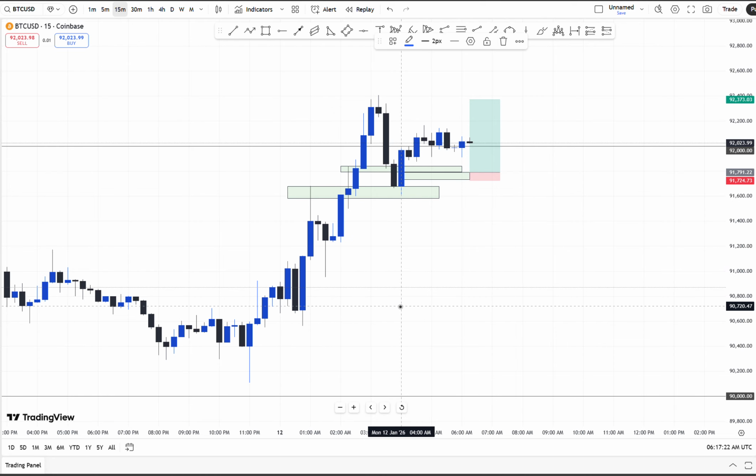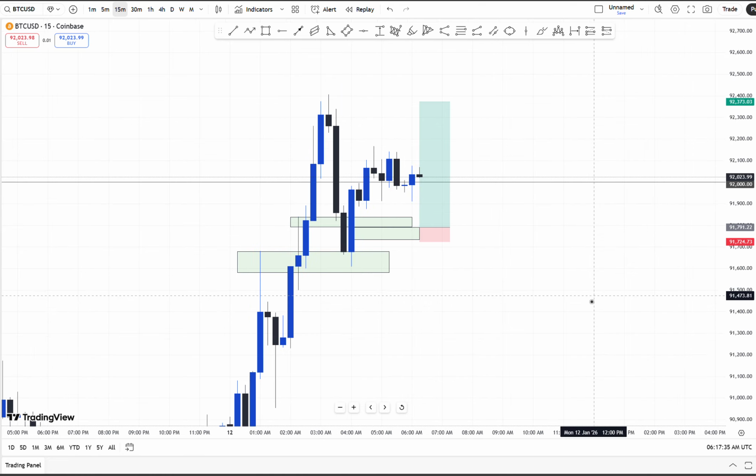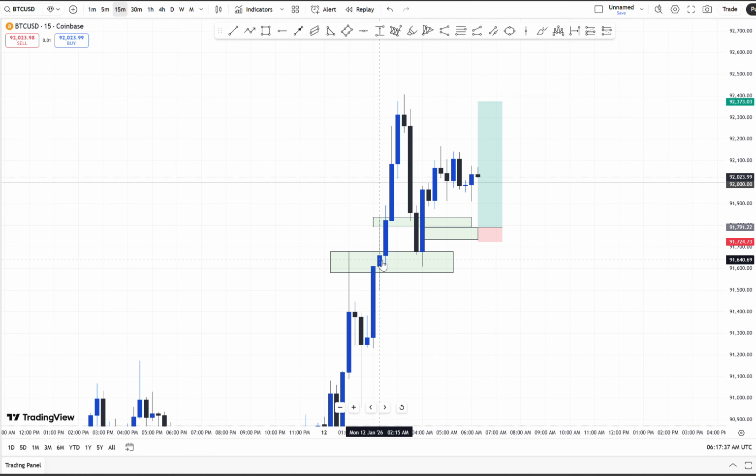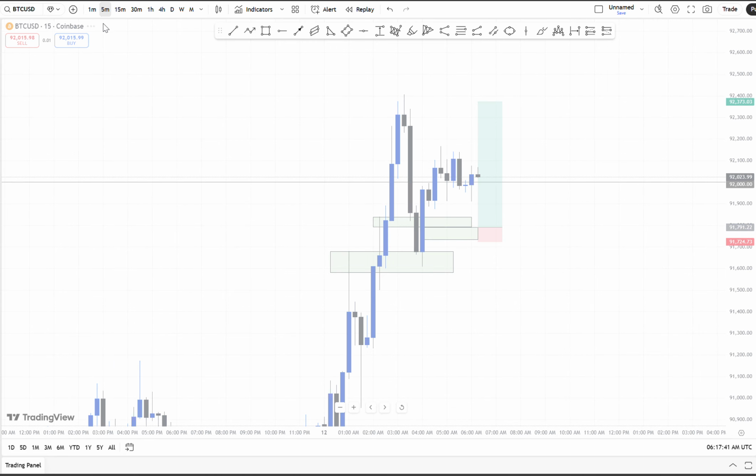So what do you think is happening? A breakout and a retest, right? And in every breakout and retest, we are supposed to take out the highest high. So let's move on. Internal wise, let me come to the 5 minutes time frame.